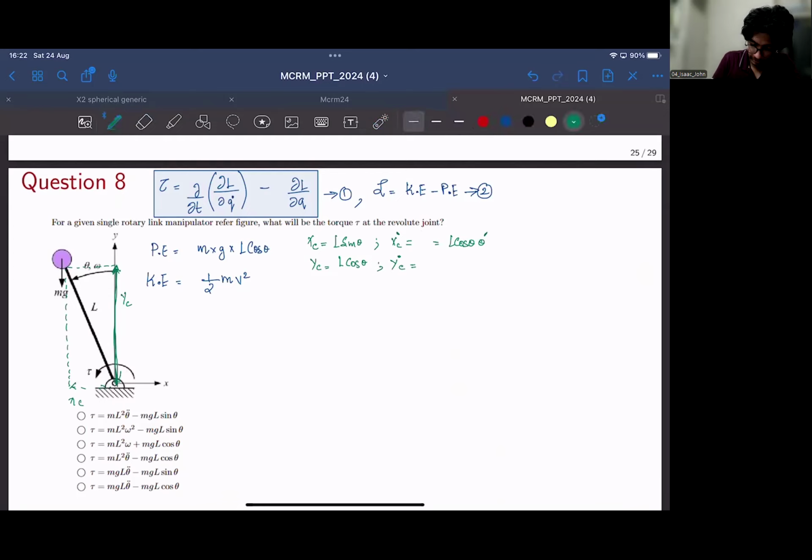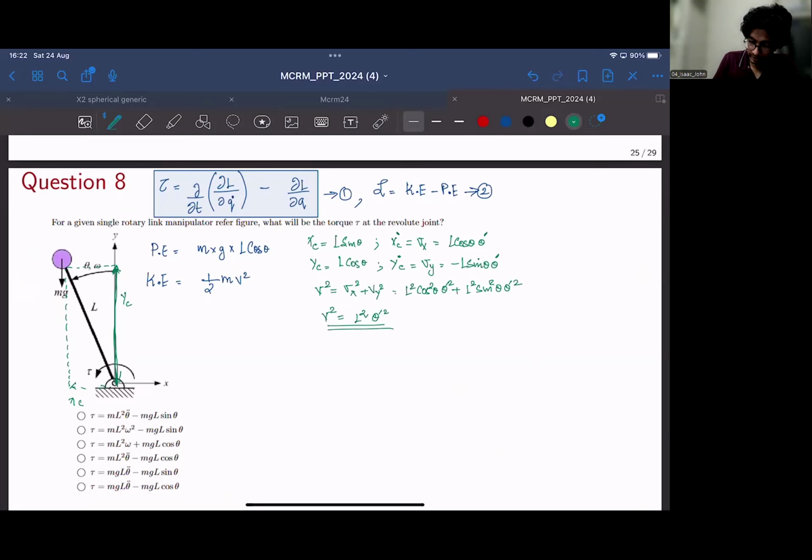Velocity along the x component, I'll write it as Vx. Yc dot is Vy, that is minus L sine theta, theta dot. Now, this V square can be written as Vx square plus Vy square, that is nothing but L square cos square theta, theta dot square plus L square sine square theta, theta dot square. So V square is nothing but L square theta dot square.